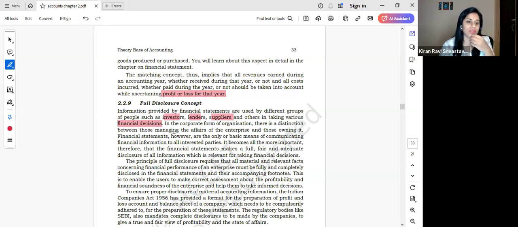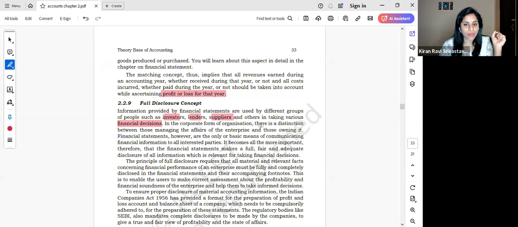For example, suppose a company goes to a bank for a loan, the bank will ask for the company's balance sheet. Why? Because the bank wants to know the financial position of the company. The bank can ascertain the financial position of the company by seeing its balance sheet, because the balance sheet tells the financial health of any organization.